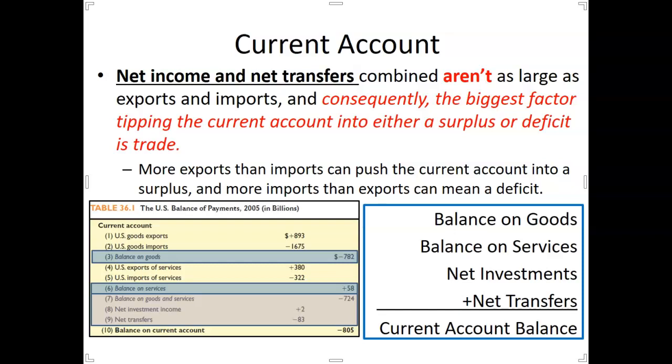For this reason, in AP, the College Board really focuses mostly on net exports, the exports minus the imports, and that's really what we focus on. With that said, this equation down here will be the case if you're given a balance sheet. I doubt you get a balance sheet though, to be honest.